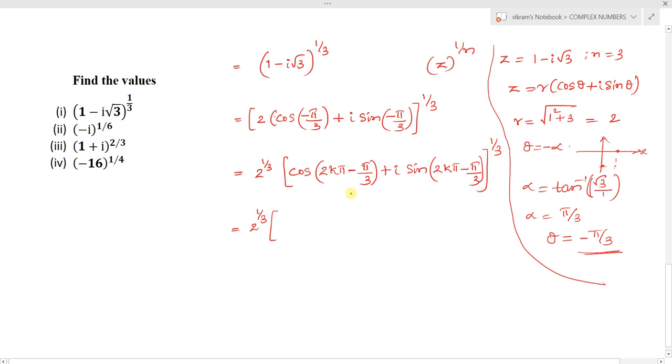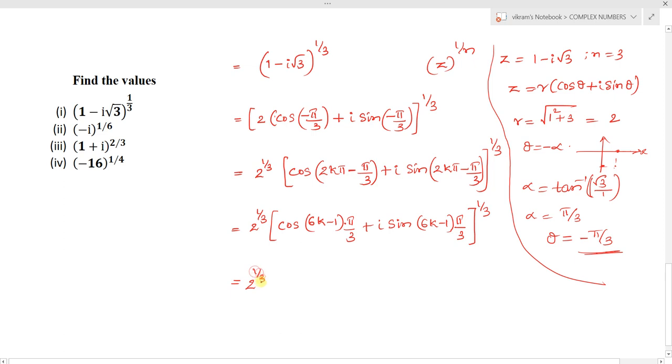Before applying De Moivre's theorem, let us generalize the angle. If we take the LCM, we can write this as 6k minus 1 into pi by 3. So we are writing it in the form of sine of 6k minus 1 into pi by 3. That means 2k pi minus pi by 3 can be written as 6k minus 1 pi by 3, and power 1 by 3. Now apply De Moivre's theorem.